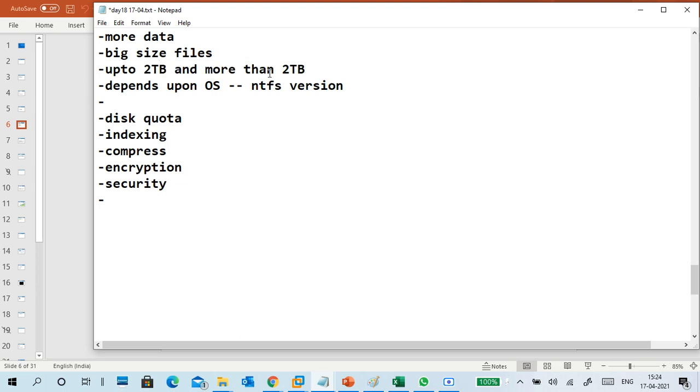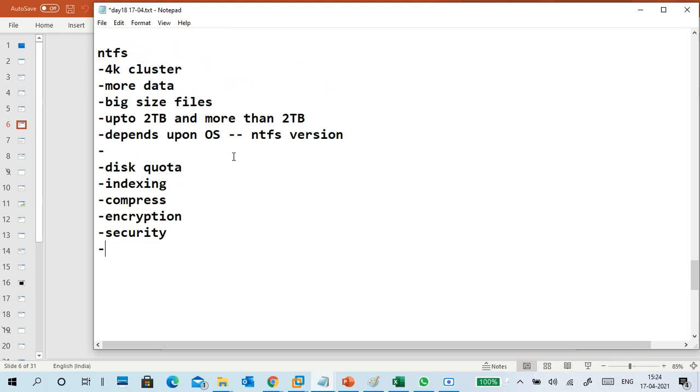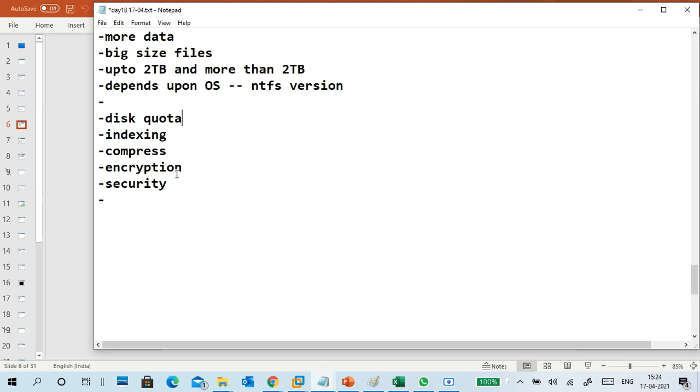Okay, more than 2 terabytes it will also support, because it depends upon the OS version, and NTFS versions are also different. So practically, if you want to test it, you need a very big hard disk, more than 2 terabytes of hard disk.